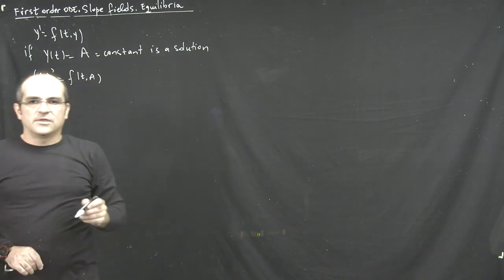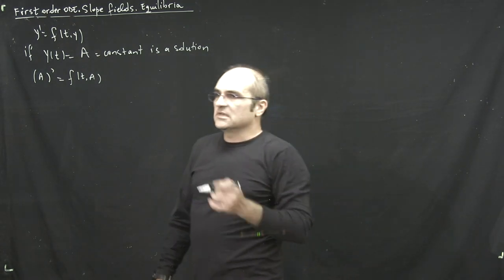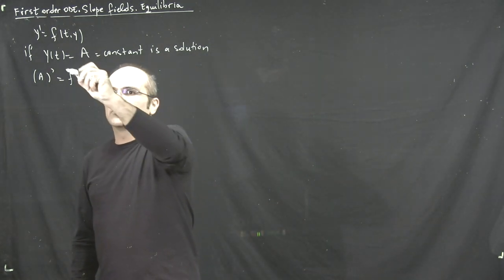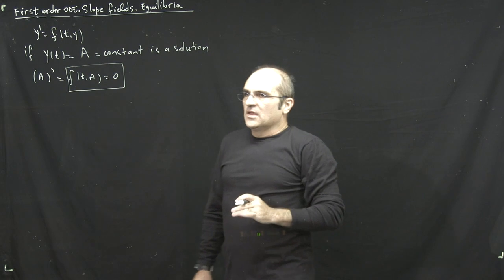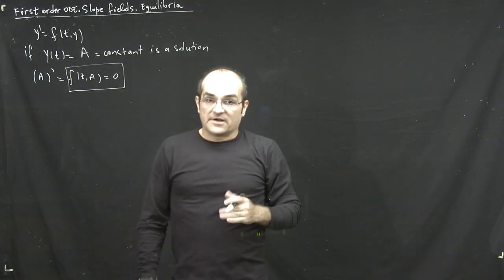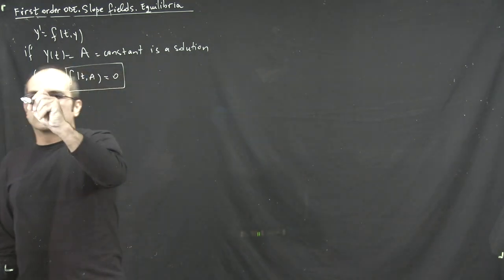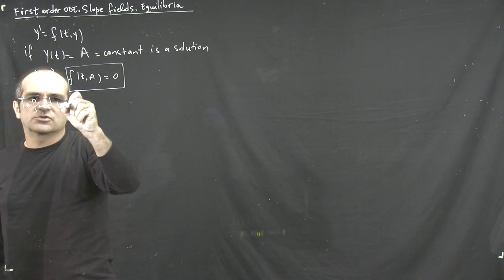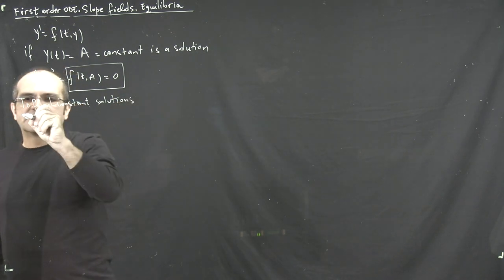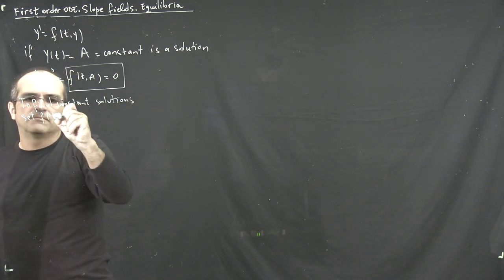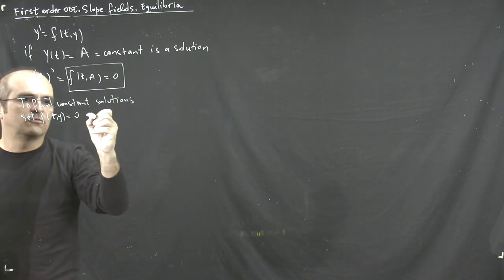And as we know, the derivative of any constant is going to be 0, right? So if you have a constant solution, it should satisfy this equation. So if I set the right-hand side of the ODE equal to 0, and I can find y as a constant, that means that's a constant solution. So basically, to find constant solutions, you set f of t, y equals 0, and solve for y.